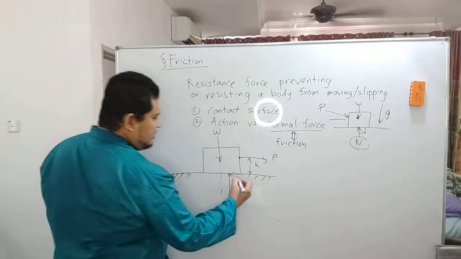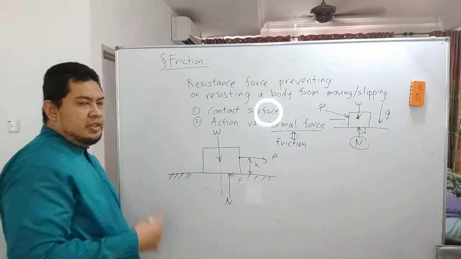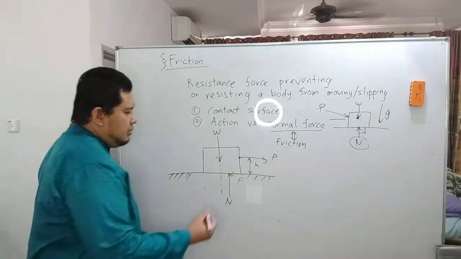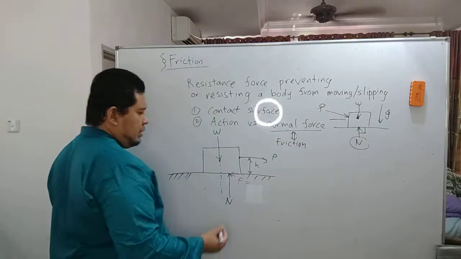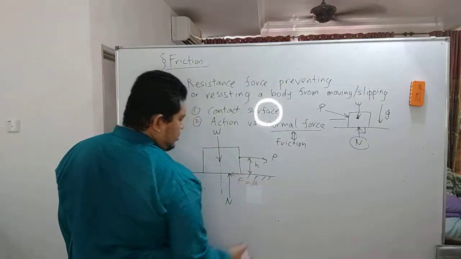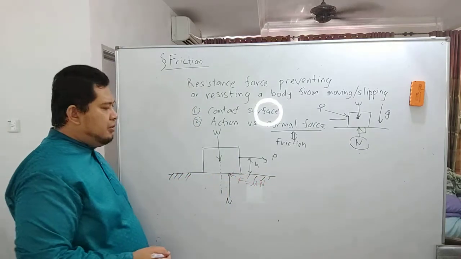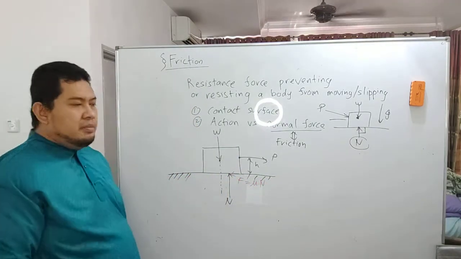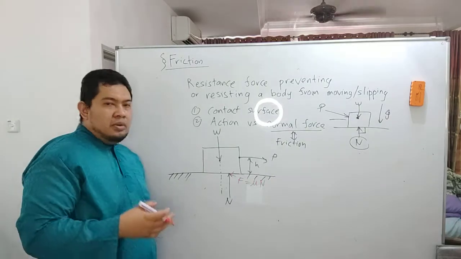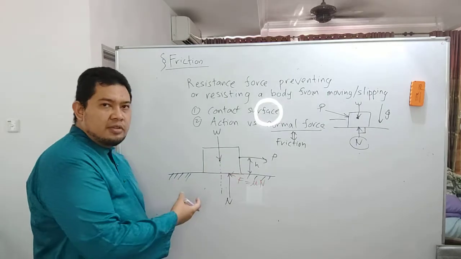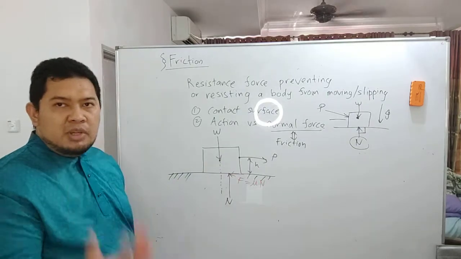So friction force is F. This friction force can be derived as mu times N. Mu is the coefficient of friction. Coefficient of friction means that you need to know the relationship between the applied force and the normal force. So which one is bigger?